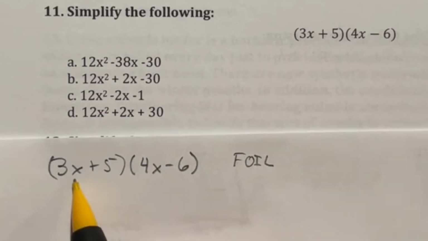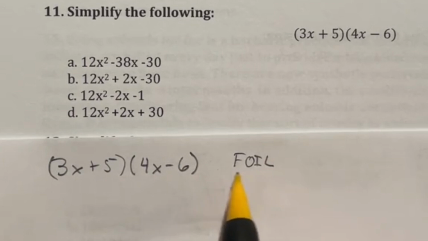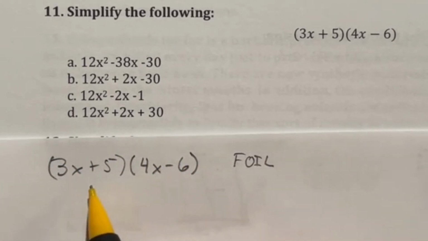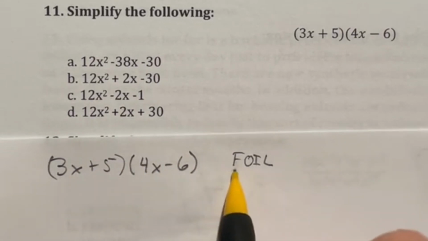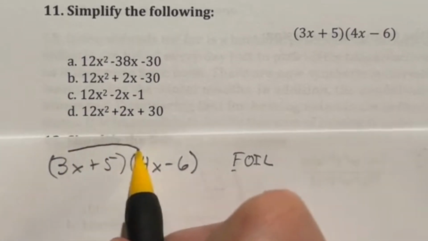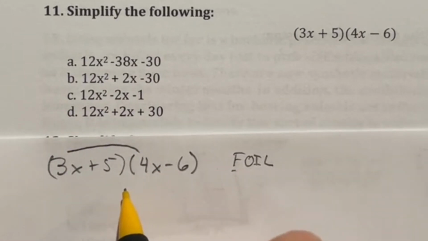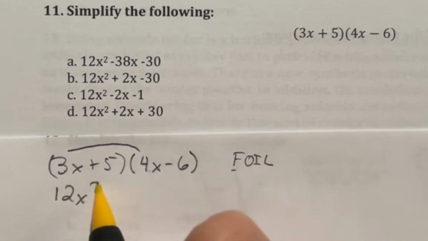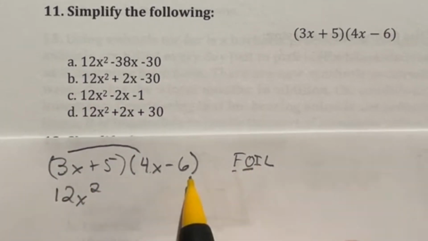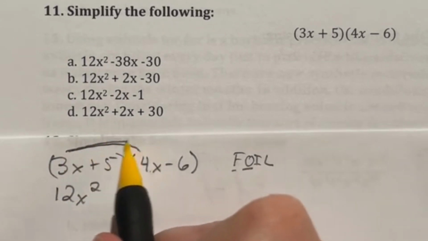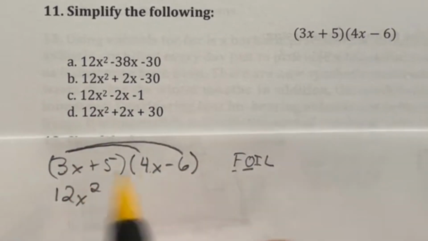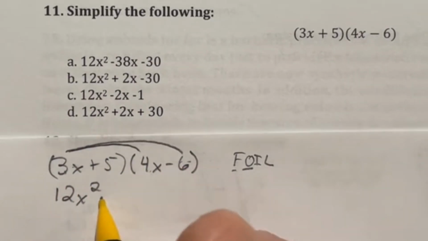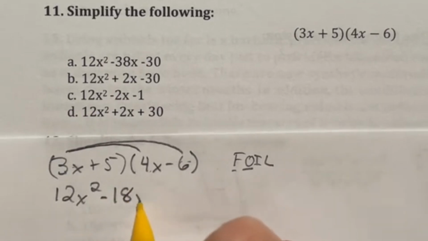Well, it just means that we're distributing, and this just helps remind us all the different terms that we need to multiply together when we are distributing. So first thing, this F stands for first. So we take the two first terms and we multiply them together. 3x times 4x is going to give me 12x squared. The O in FOIL stands for outside, so it reminds us that we have to multiply these outside terms of the two binomials. So 3x times the negative 6x would give me negative 18x.